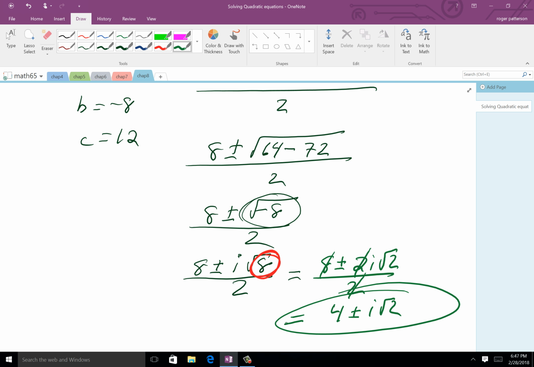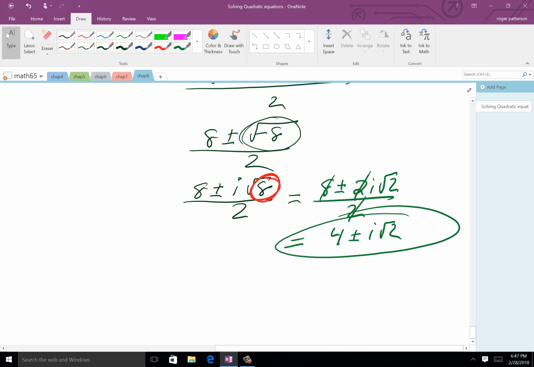So really the only difference between this problem and what you would have done before is just the i. Everything else is the same though. It doesn't really change a lot, it just introduces that i. The formula doesn't change. You want me to do another one like that?